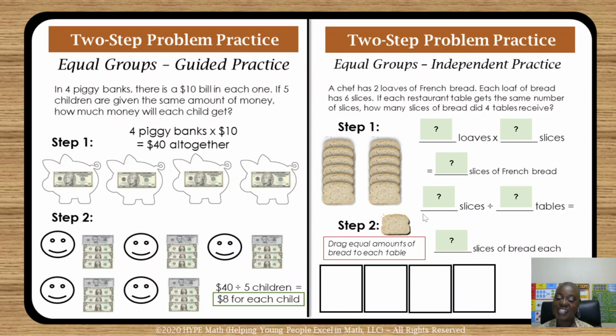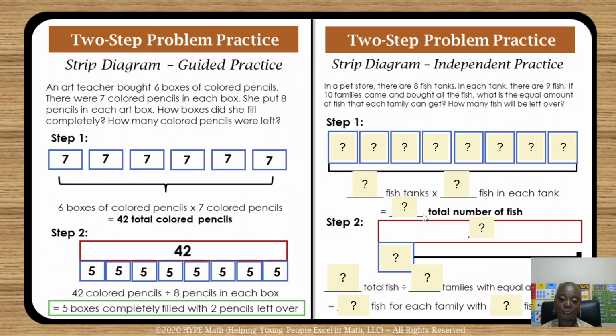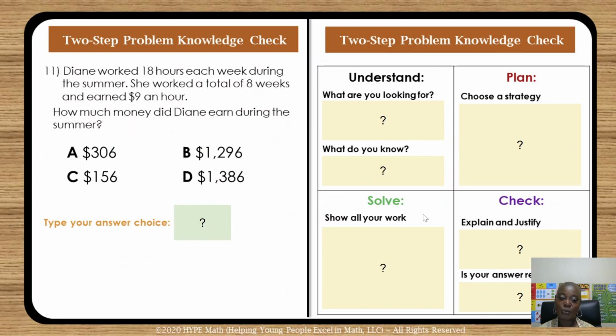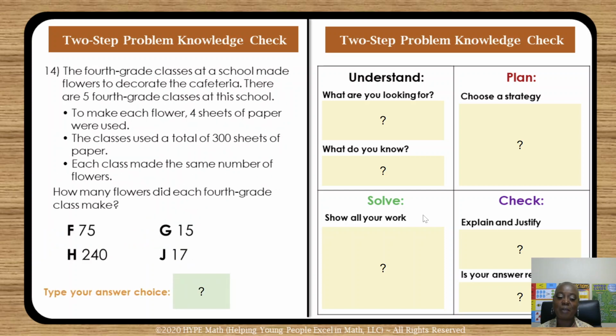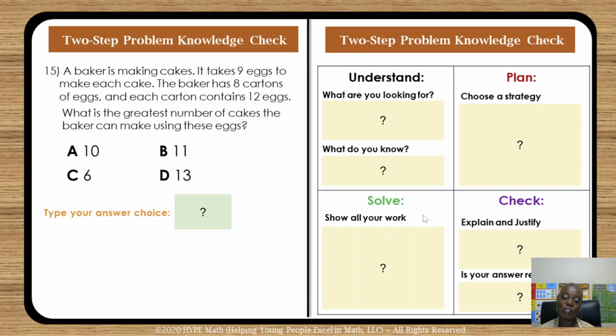The bread slices are draggable, and it's just a way, again, for students to have a manipulative so that as they're solving the problem, they can actually see it and also process what they need to do. Here is solving with the strip diagram using the two-step problem as well. And yes, we have our handy dandy two-step problem knowledge checks as well. Not as many as the one-step problems, but wanting to make sure that students get good practice for one-step word problems, also two-step word problems.